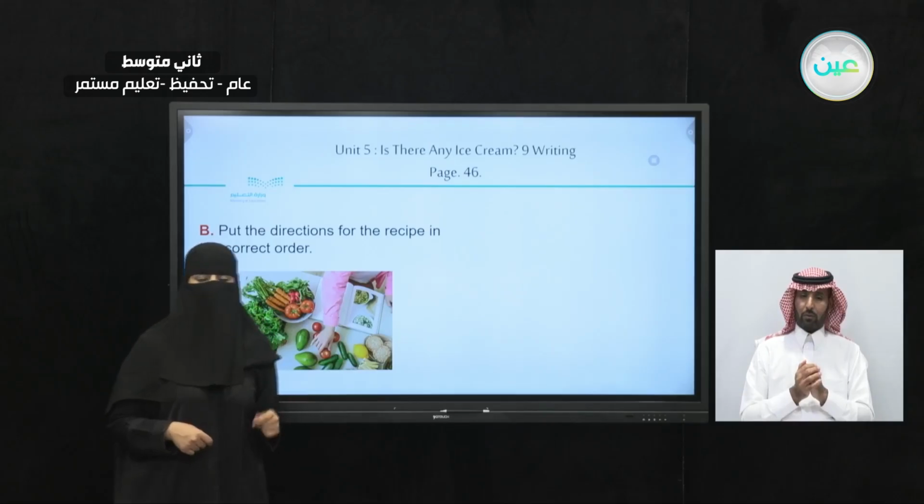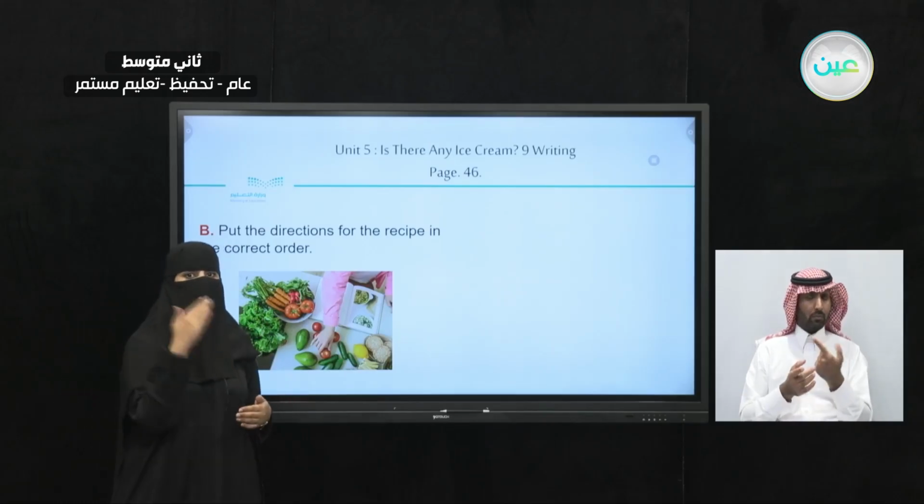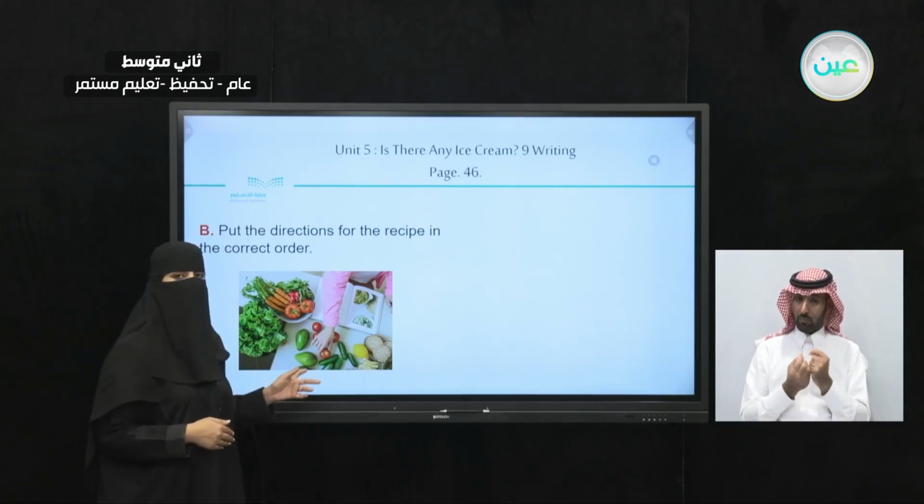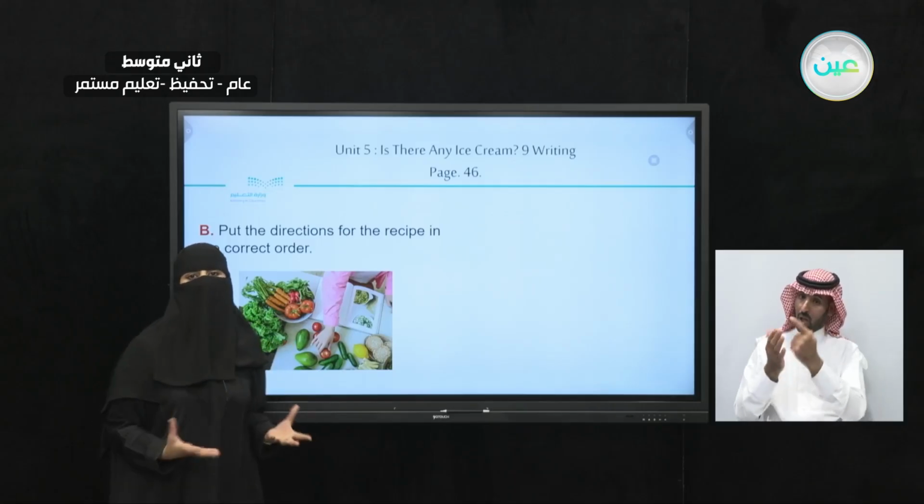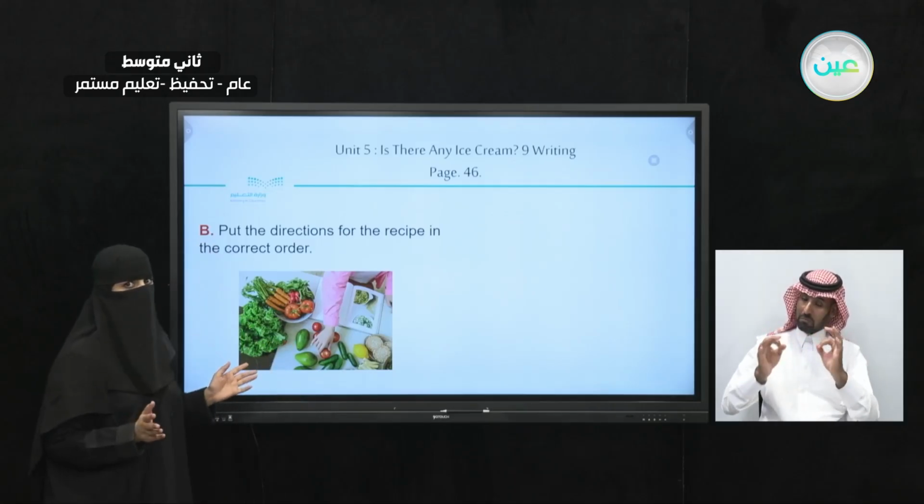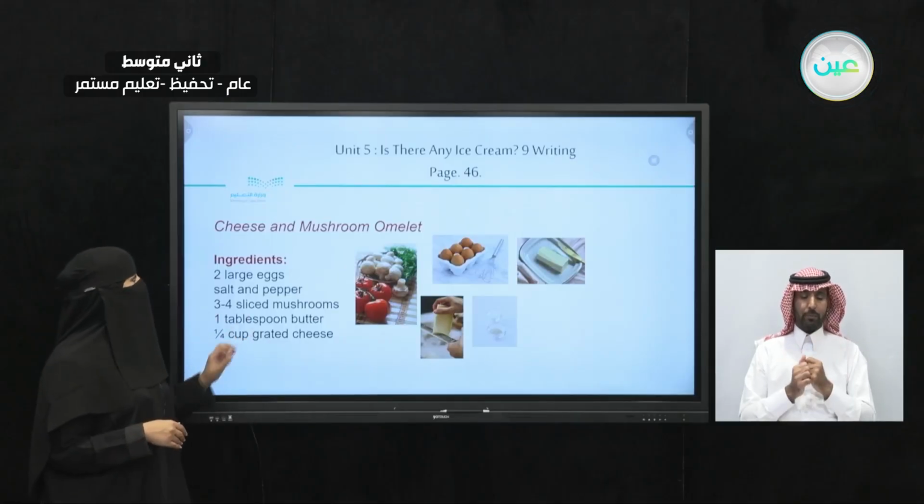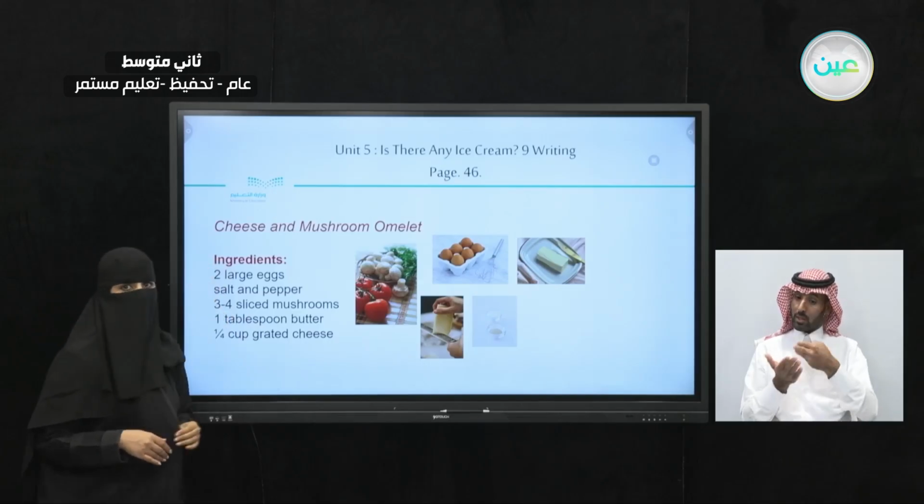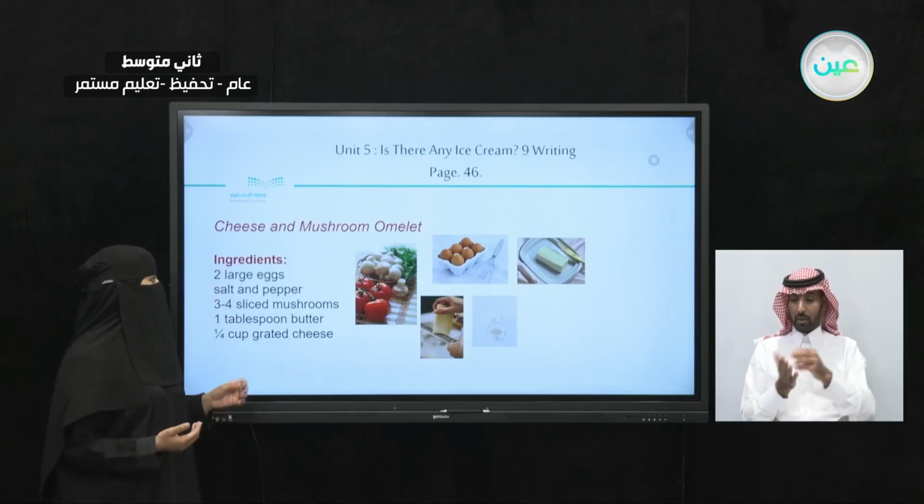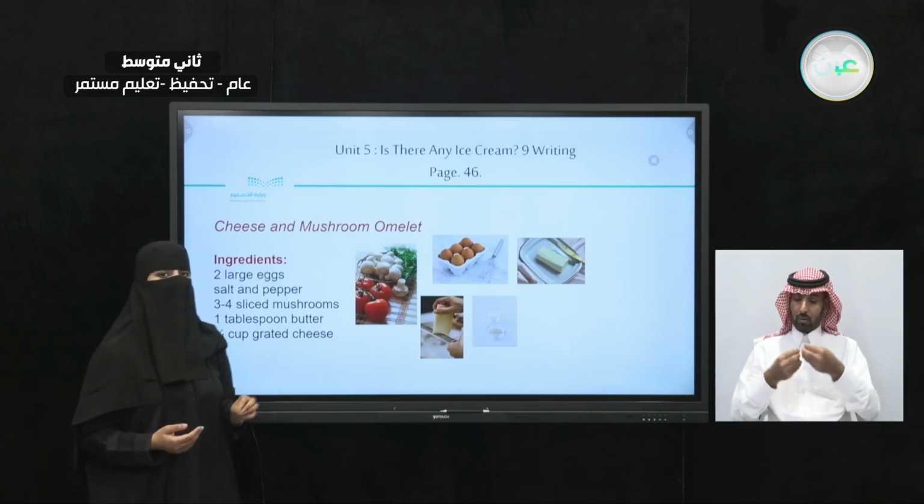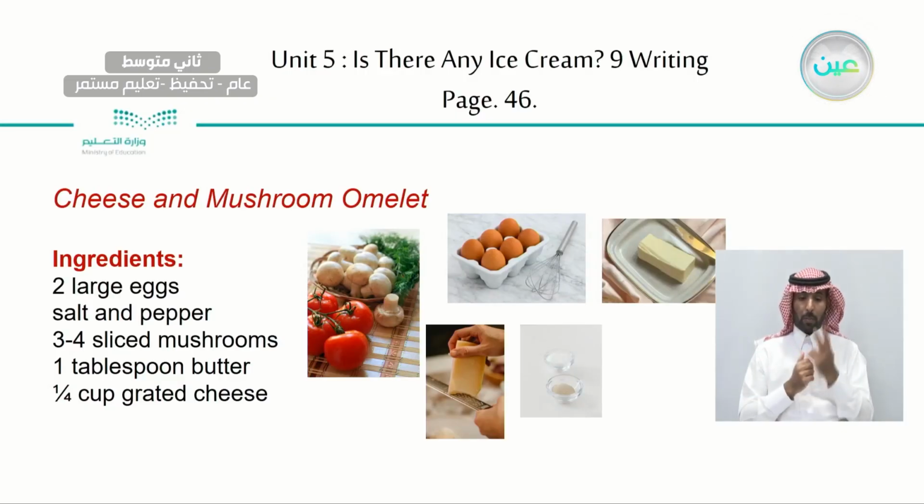That's why she's preparing. Now, what are we going to do? We're going to put the things in here in the correct order to have a recipe. Let's read it together so we can find out what this dish is and how we are going to order it. So she's going to make cheese and mushroom omelette. Cheese and mushroom omelette. What are the ingredients? Take a look at the pictures. Here we have mushrooms, eggs, butter, grated cheese, and finally salt and pepper.